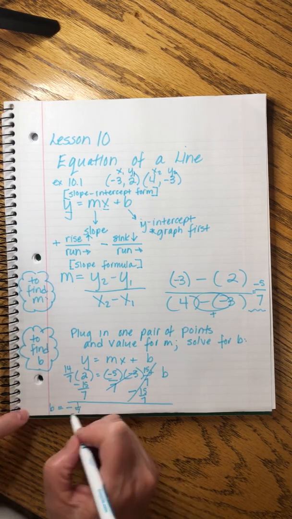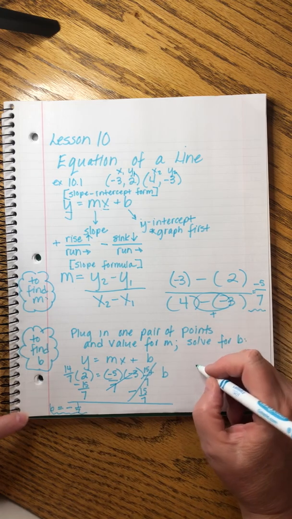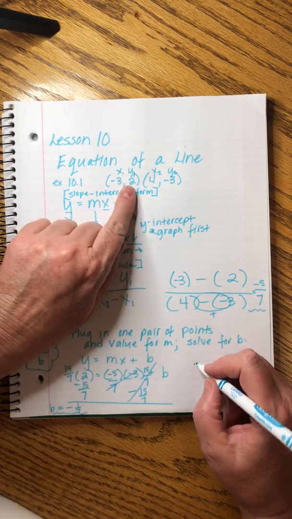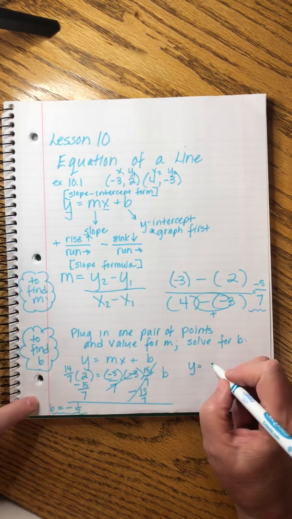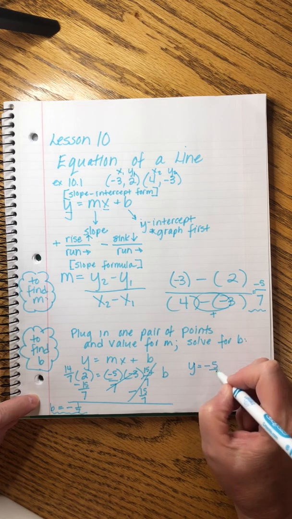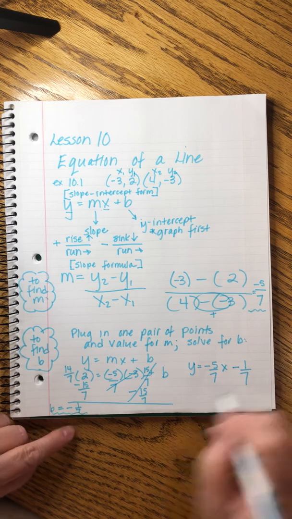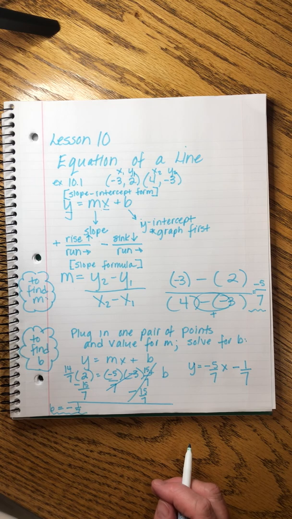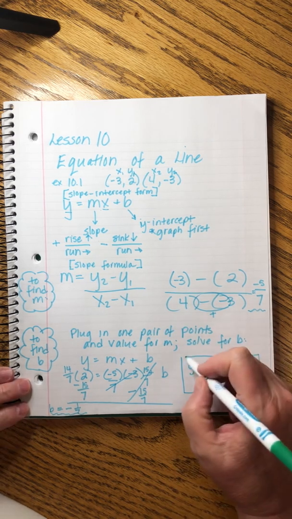So now I've got my b and I've got my m, so I can write the equation of the line that connects those 2 points: y equals minus 5 over 7x minus 1 over 7. I bet that's really hard for you to read. Sorry, I had to squinch it. That's sad. All right, but that's our final answer. Yay!